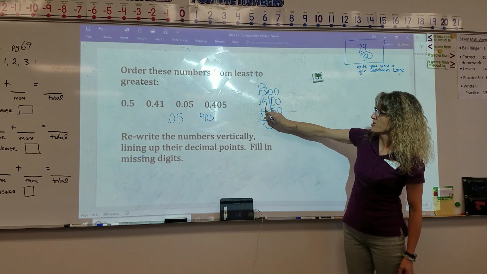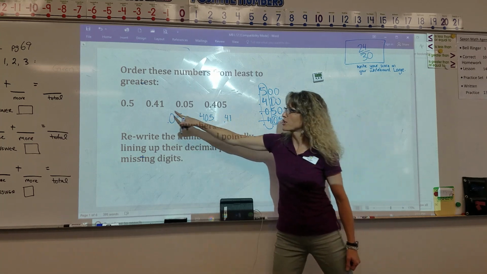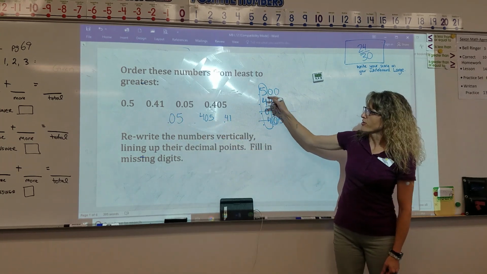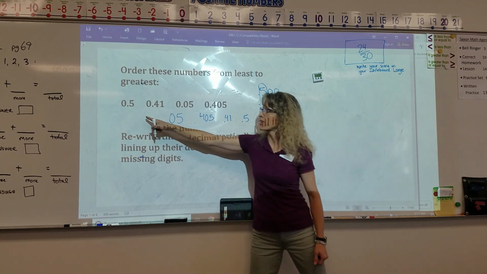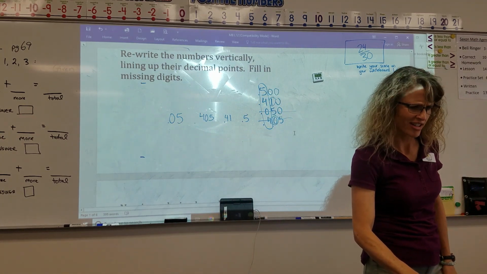I'm still back on this first digit, so 4 is definitely smaller. So 0.41 in its original form. And then the 0.5 is last. And I write it in its original form. Any questions? All right, you guys are going to be great at that.